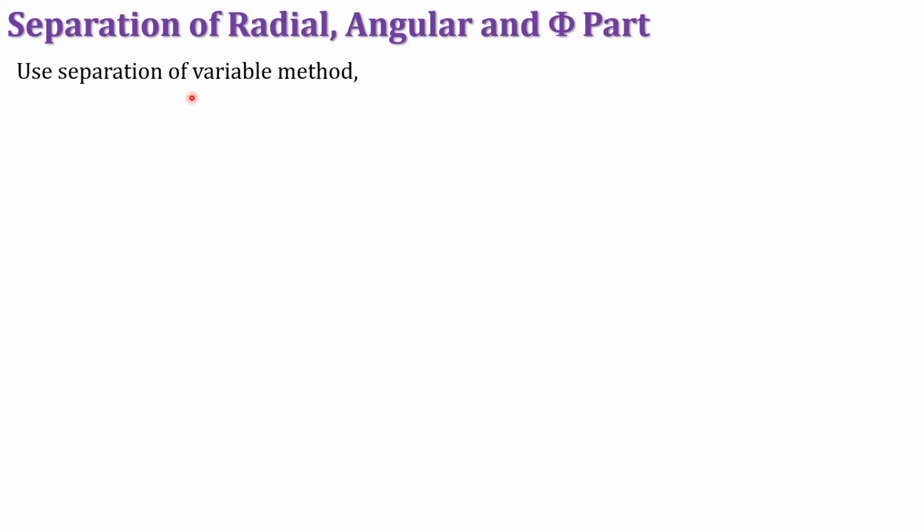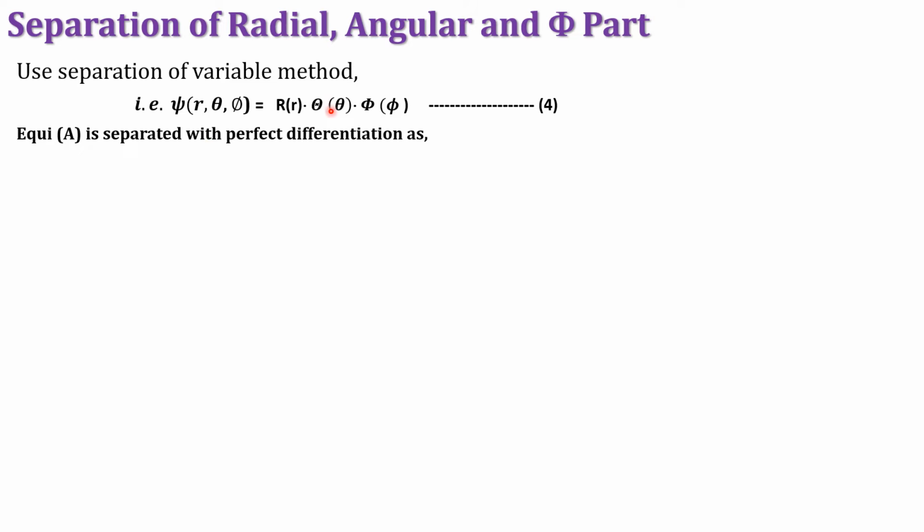For that, we use the separation of variables method, where ψ(r, θ, φ) is separated into three independent terms. The first term depends only on r, so it is a function of r, the second is a function of θ only, and the third is a function of φ. Substitute this in equation A. Since each term depends on only one variable, we can write equation A with ordinary differentiation.